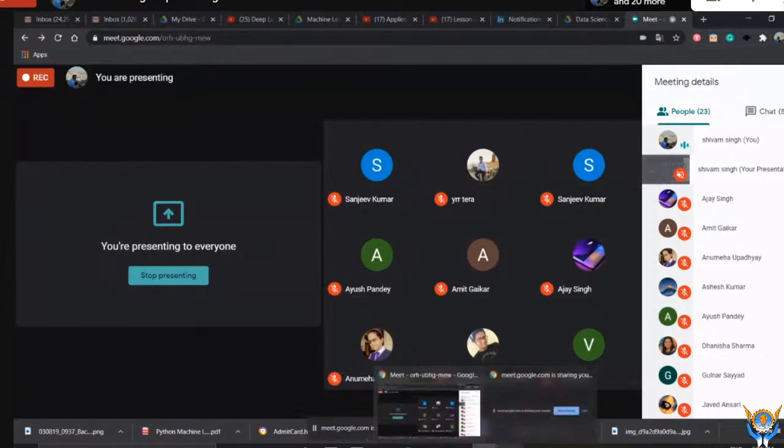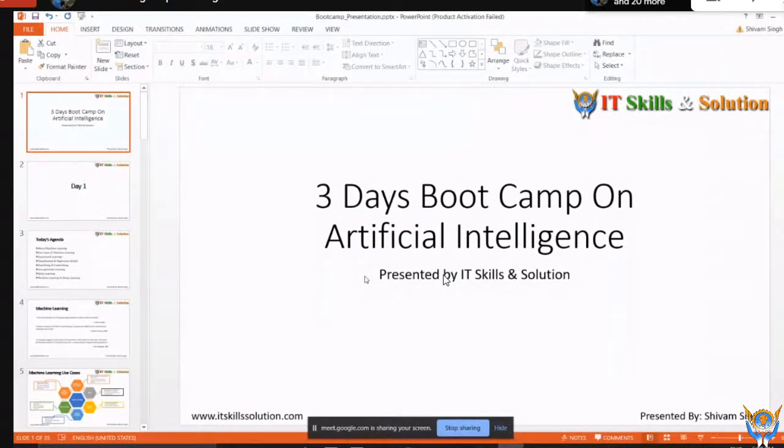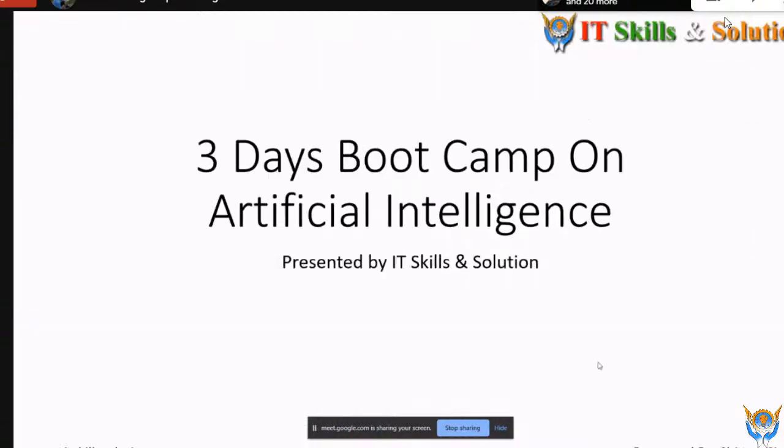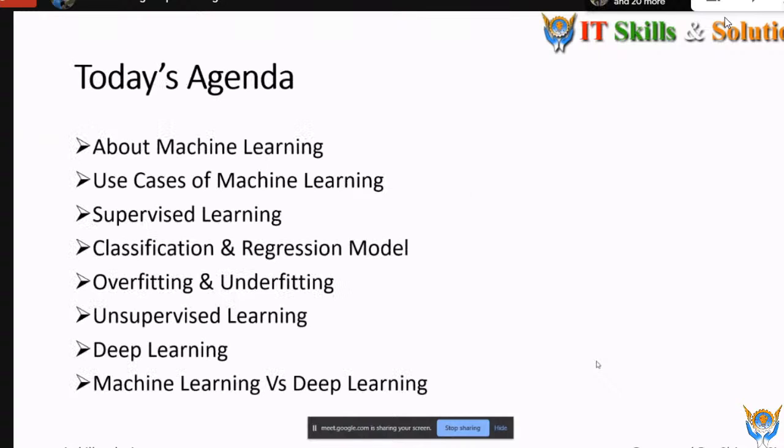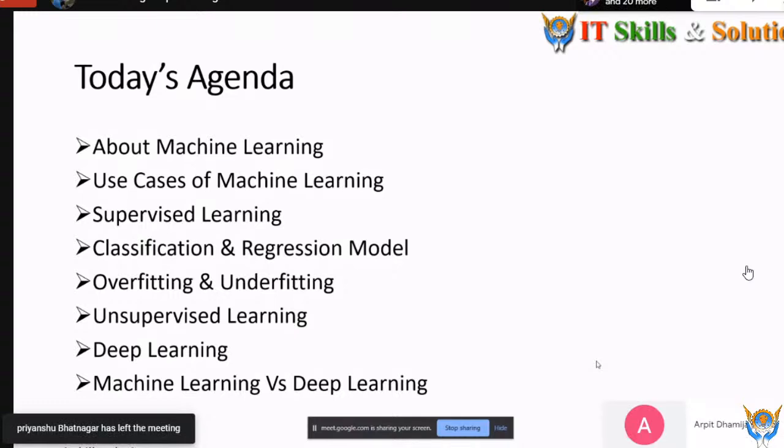For this boot camp, I think we have already shared a PDF file, on which you can already see what we are going to cover in these 3 days. We are going to cover the complete machine learning tasks. The whole idea behind this boot camp is to show you something like a multi-class image classification. That is one kind of a model.